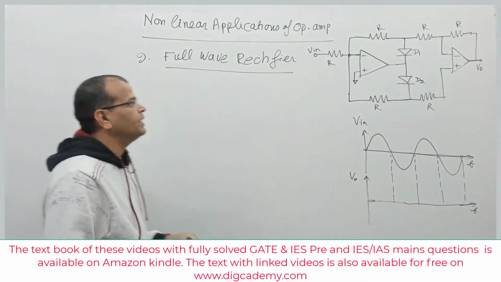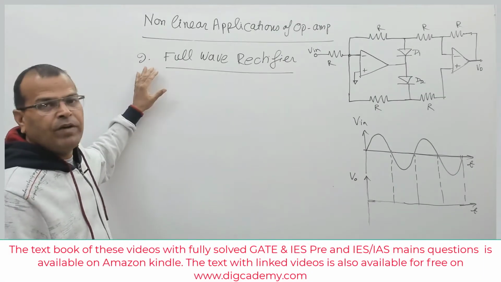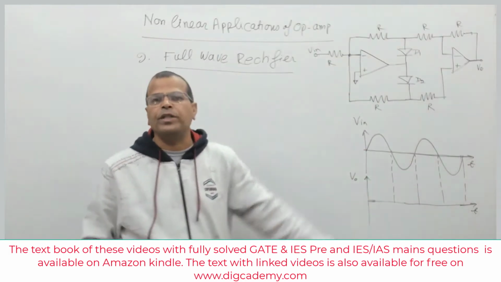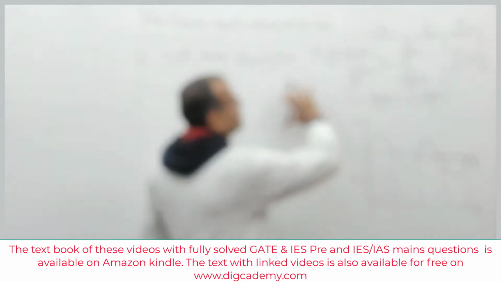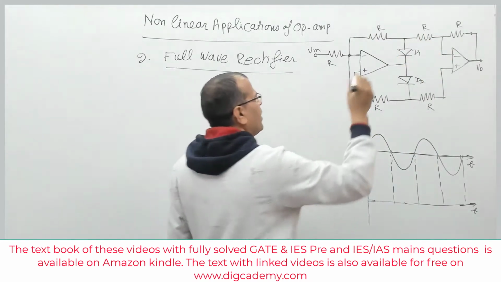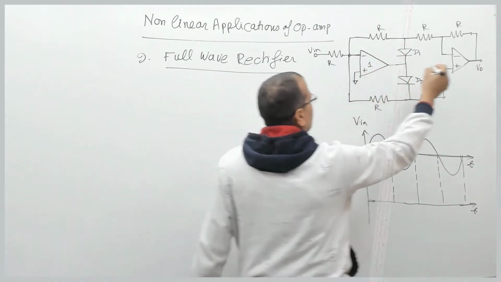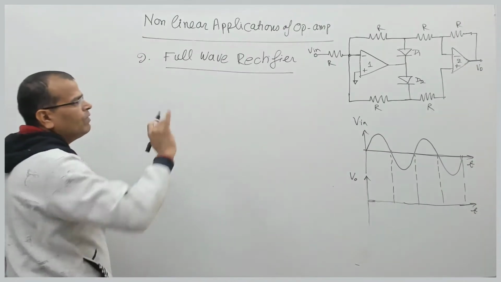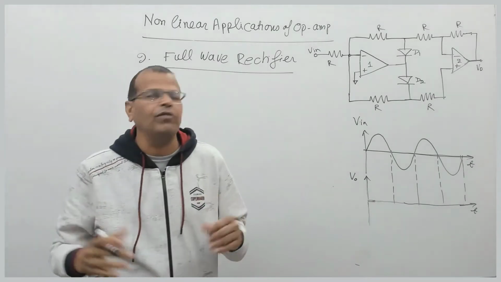Hello friends, now we will discuss the full wave rectifier using operational amplifier. This is the circuit diagram of a full wave rectifier using op-amp. Say this is op-amp 1, this is op-amp 2, right? So we will see the operation of this circuit as a full wave rectifier.